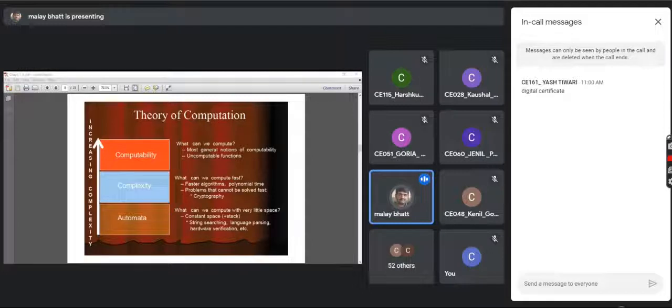Yes, one student has given that a digital certificate is also one kind of example which we can consider for the purpose of encryption and cryptography, right?